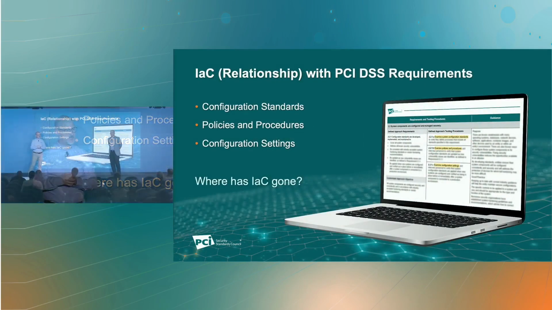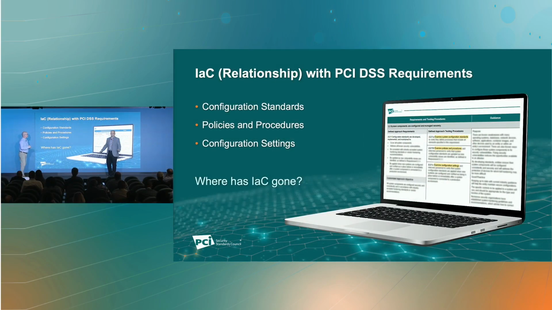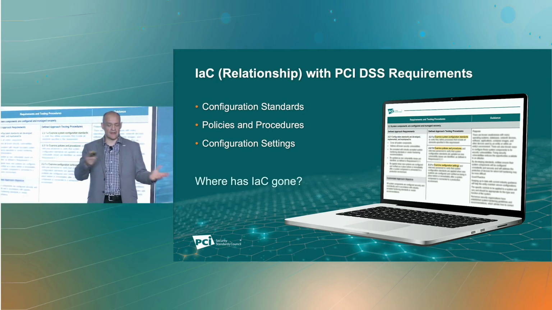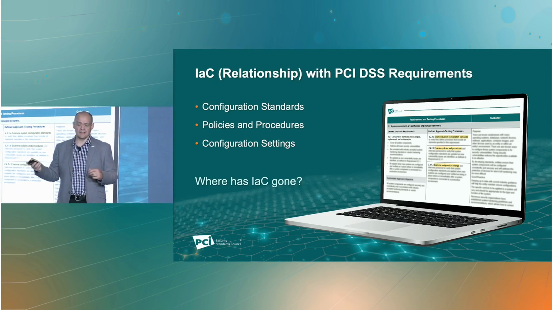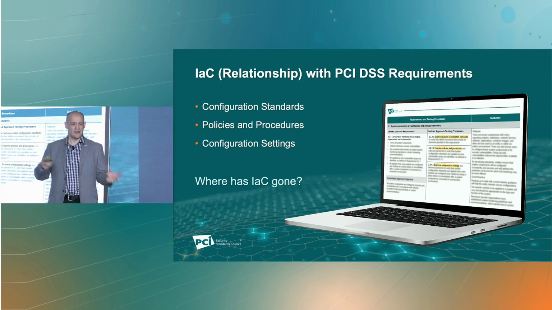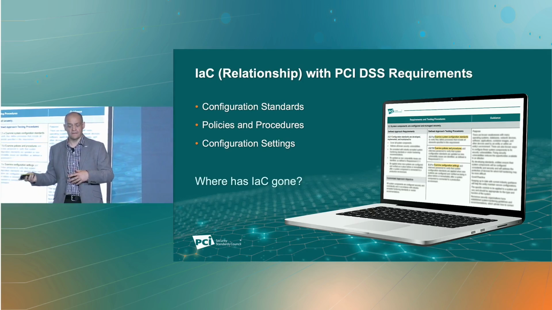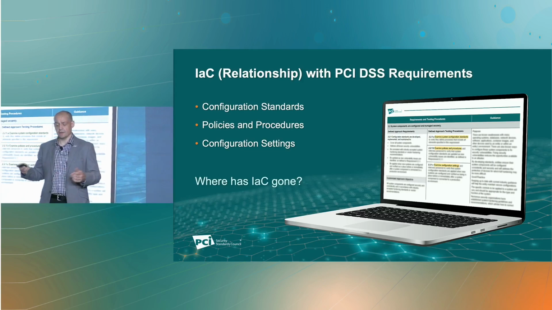Okay, so what is the intersection? Well, the same requirements, hopefully, as you've seen as you've just been going through them, from traditional network configurations to infrastructure as code, are pretty similar. You've still got to develop the configuration standards, create the policies and procedures, know how to manage those infrastructure as code configs, implement those configs, and the assessors are going to be reviewing all of that.